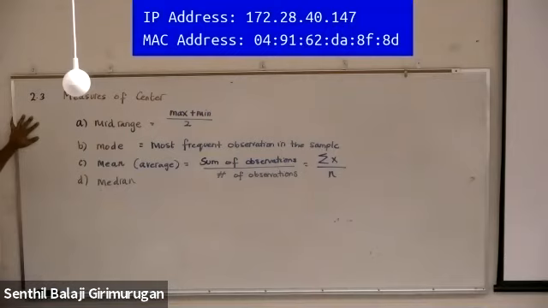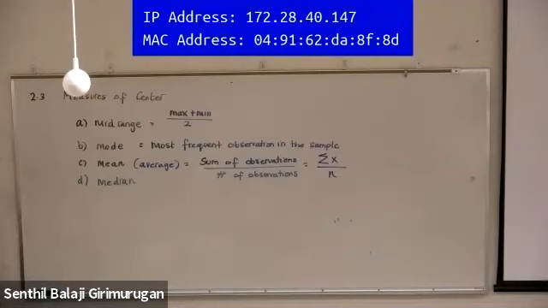Mid-range is easy to find. Just add the maximum and minimum, divide by 2. Mode, you just look for the most frequent observation in the sample. That's going to give you the mode. Mean, sum of observations divided by number of observations. Median, I'll show you how to find median.